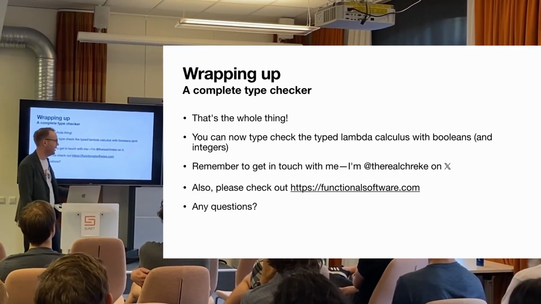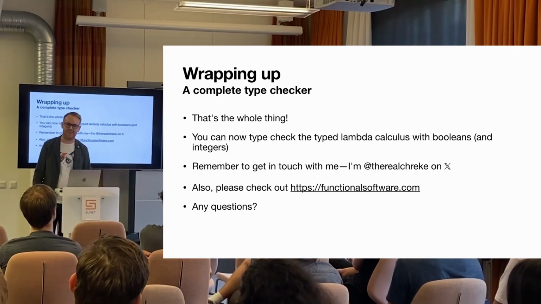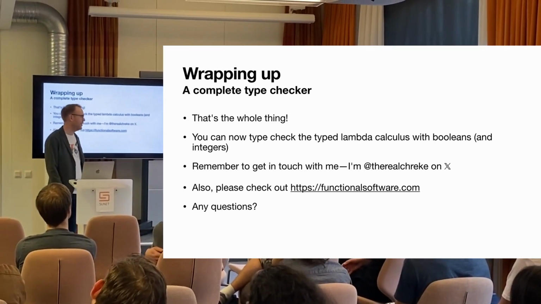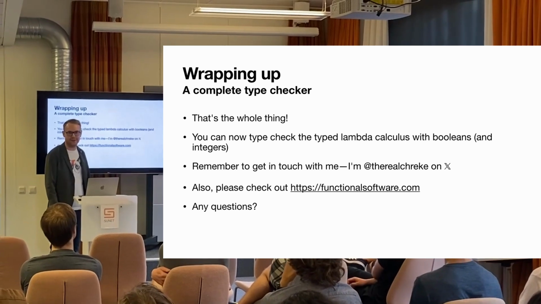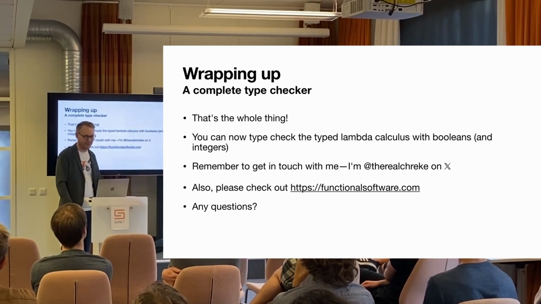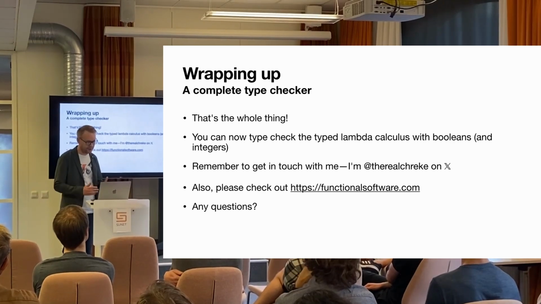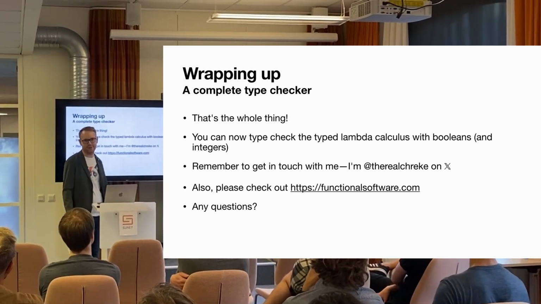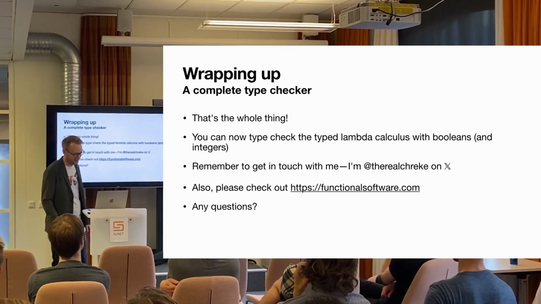I counted the lines in my editor. I think it adds up to like 40 lines or something, which is not that much, but it feels like there's a whole lot of power in this really simple algorithm. And now you can type check the lambda calculus with Booleans and integers.